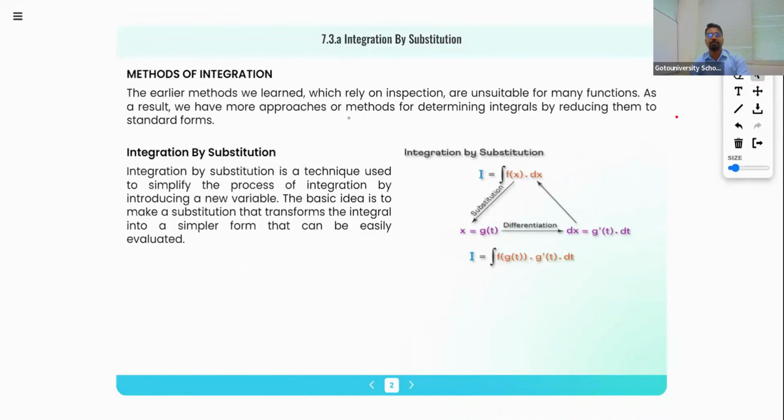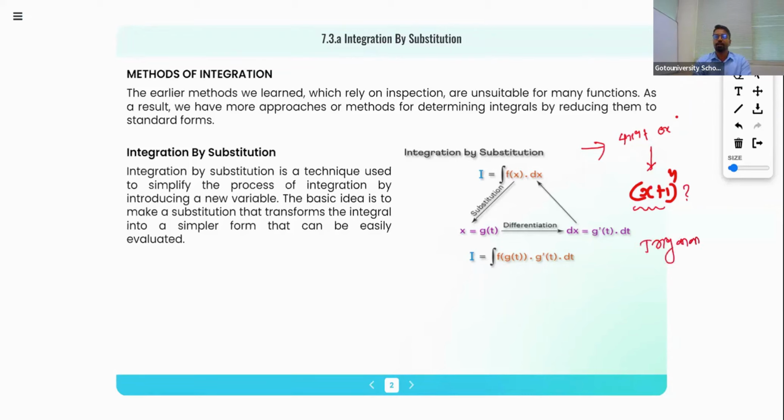The earlier methods we learned, which rely on inspection, are unsuitable for many functions. For example, we cannot see an example like (x plus 1) whole power 4, right? Not everybody can always remember what is happening to this. How can I understand the given function, which was like x^4 and 6x^3 and all that? And how will I, even in my dream, remember that as (x plus 1) whole power 4? Not possible, right? And also, I converted a lot of trigonometric functions into another form.